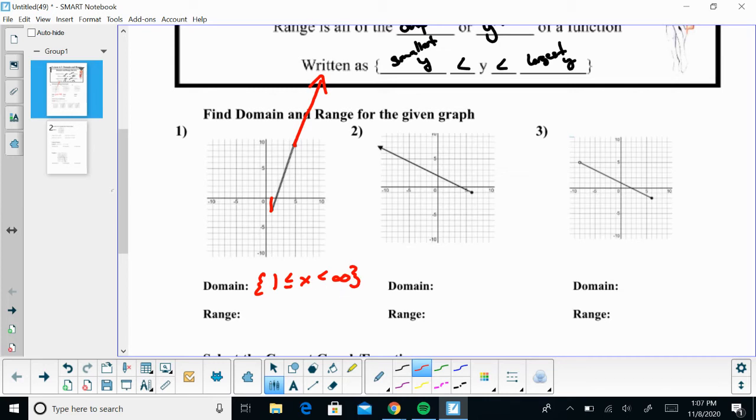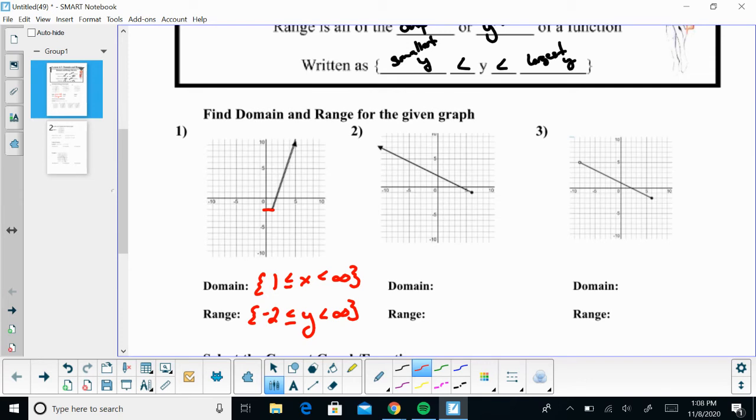Now let's talk about the range. The range are the y values. So what's the smallest y value? Again, I've got a point here, and the value there at y is -2. So my smallest y value is -2, and -2 is less than or equal to y, which is less than, what's the largest as I travel up my y-axis? Again, this is going to go on forever, so it would be infinity.